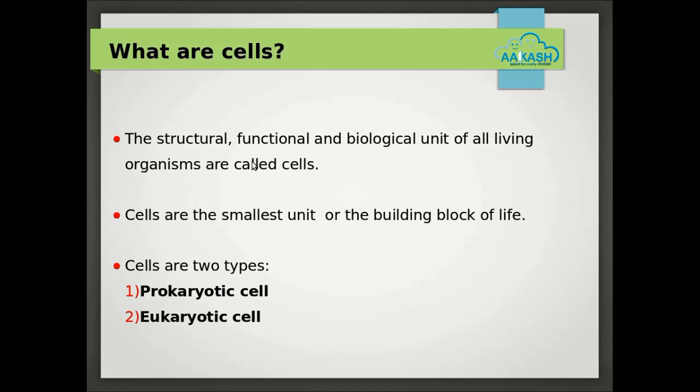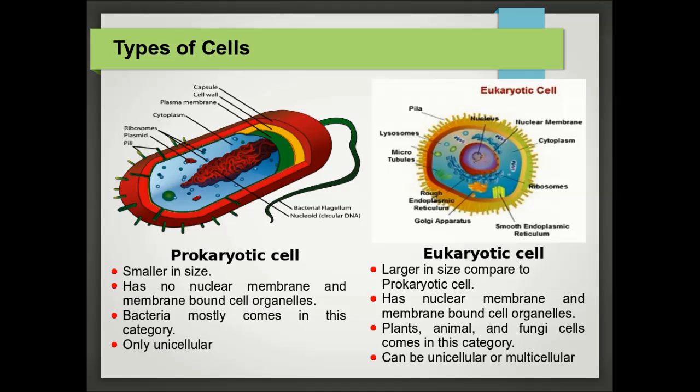What are cells? All living organisms have cellular organization and contain one or more cells. Cells are the building blocks of living organisms and carry out specialized functions. Cells provide structure and energy to the body. There are two types of cells, prokaryotic and eukaryotic cells. In these figures, we will discuss the structure of prokaryotic and eukaryotic cells.